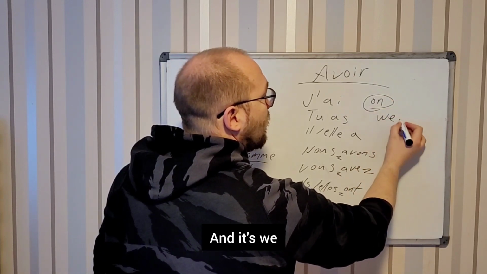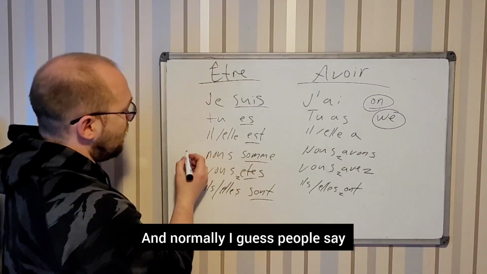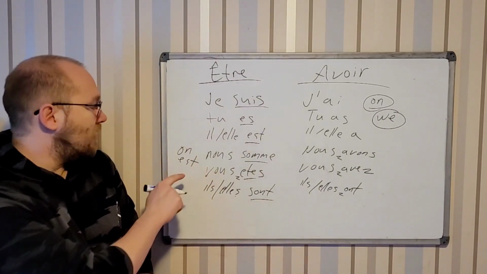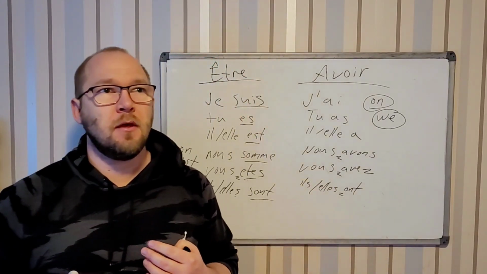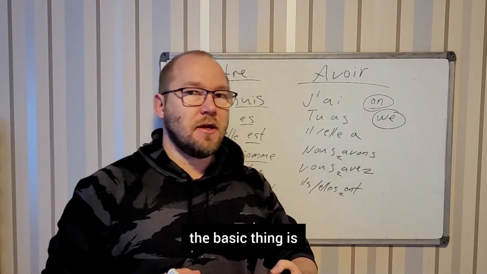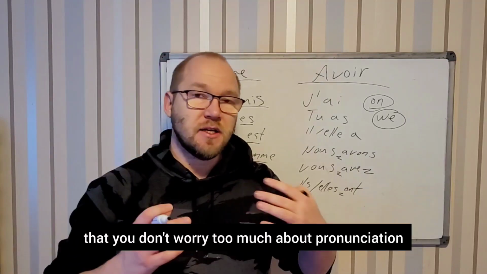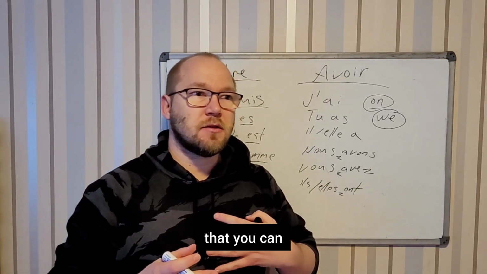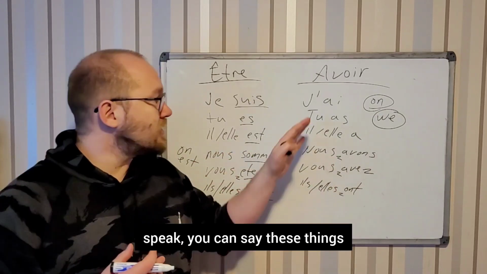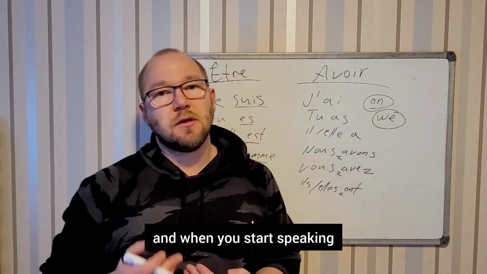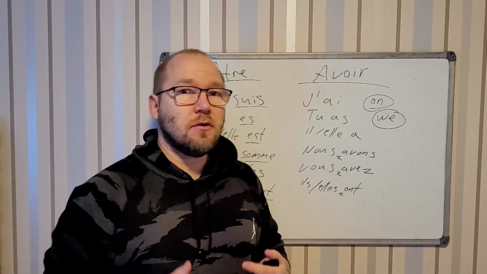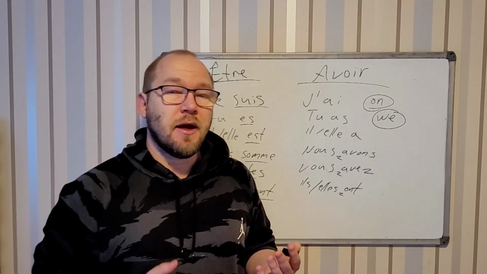Okay, and of course there is one more, it's on. And it's we. And normally I guess people say on. So when you start learning, I think the basic thing is that you don't worry too much about pronunciation, but you focus on that you can speak, you can say these things, and when you start speaking, you start little by little having right and correct pronunciation.